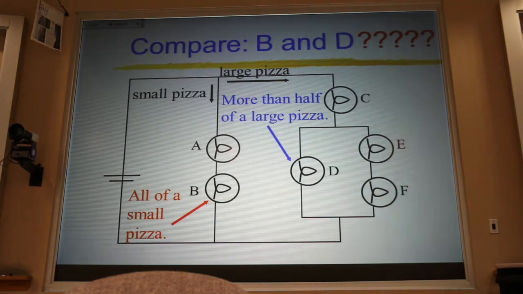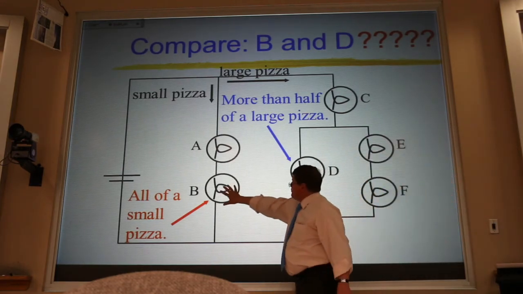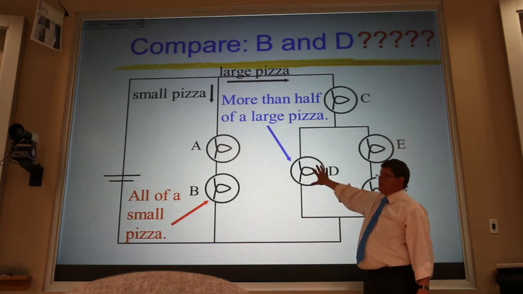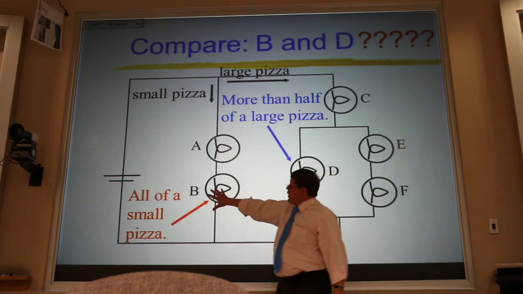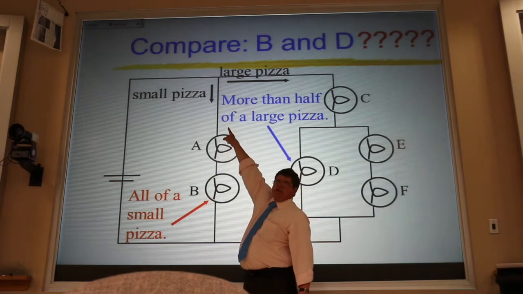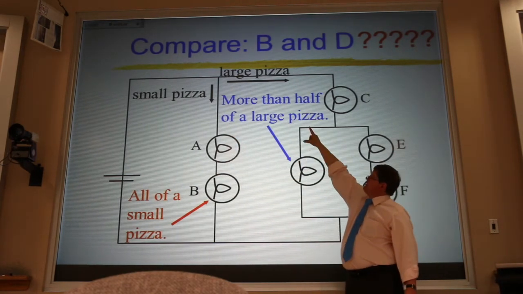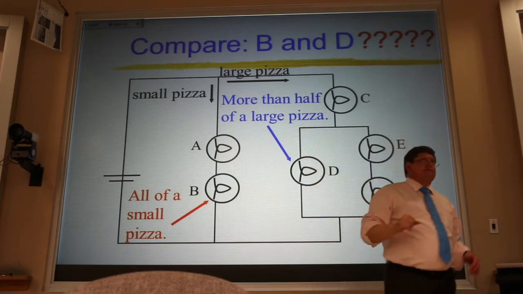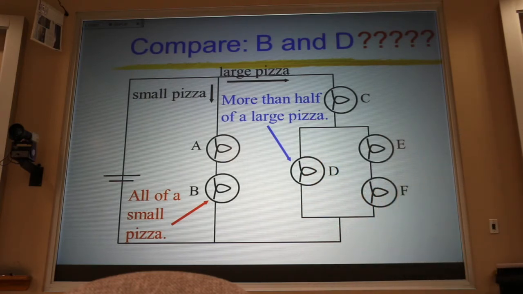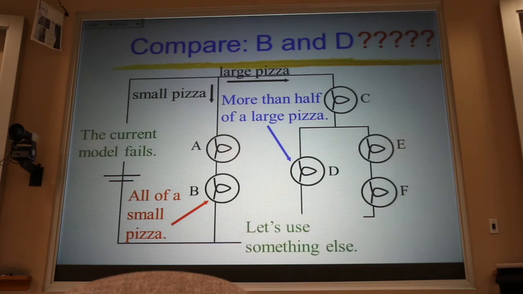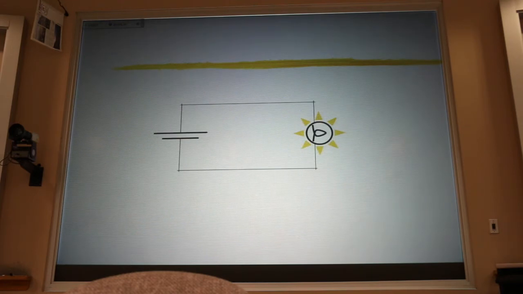Here's another pizza problem we encountered. When we were trying to compare the brightness of bulb B to the brightness of bulb D, we found that we were comparing all of the small pizza to more than half of a large pizza, where that's the large pizza. And it just didn't work. The current model failed. So let's try something else. And that something else is voltage.